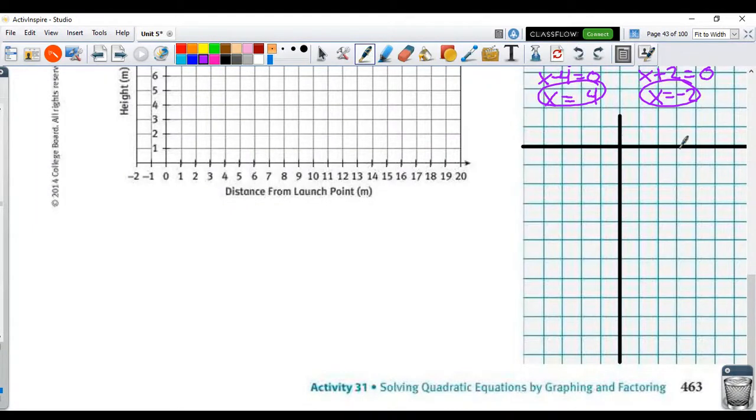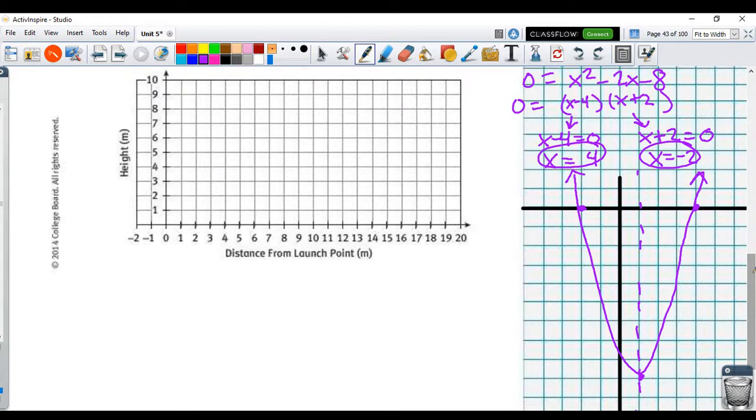So I have my coordinate plane here. I'm going to plot an x-intercept at 4: 1, 2, 3, 4. And I'm going to plot an x-intercept at negative 2. And then our vertex was at 1, negative 9, so I'm going to go over 1, down 9: 1, 2, 3, 4, 5, 6, 7, 8, 9. So we now have our parabola. Okay, you could even draw your dotted line if you wanted to through your axis of symmetry.